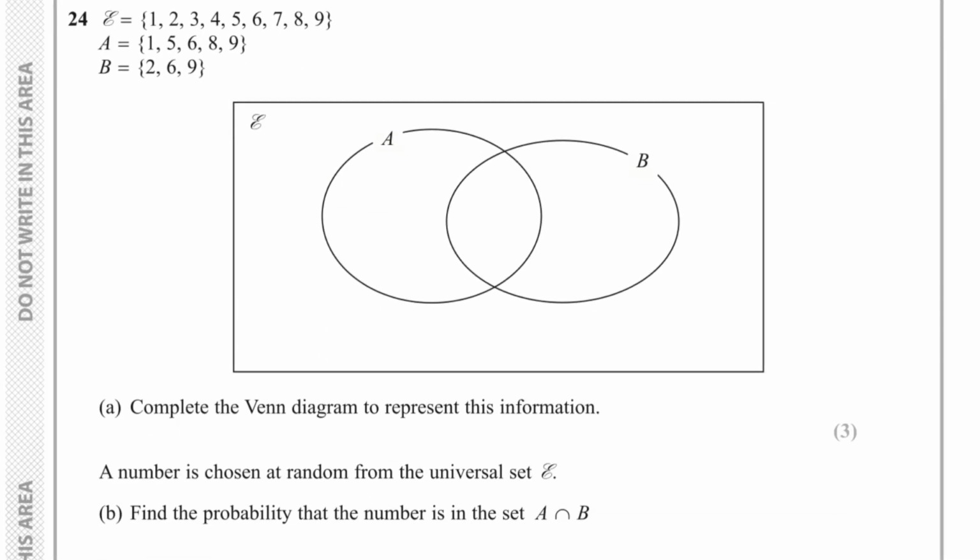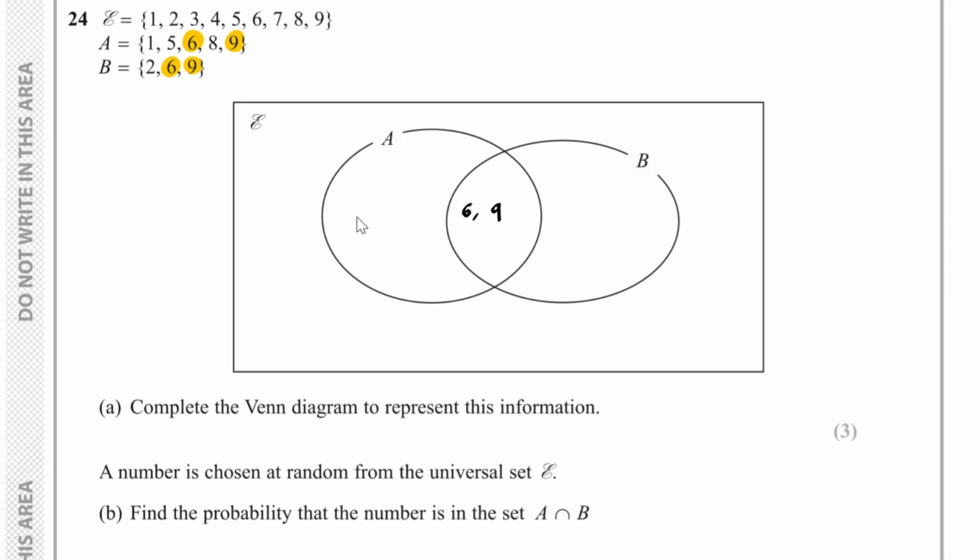Question 24. We have a set of numbers 1 to 9. A has numbers 1, 5, 6, 8, 9. B has numbers 2, 6, 9. We have to complete the Venn diagram to show this information. What we see over here, the 9 is common to both, and a 6 is also common to both. So what goes over here is the 6 and the 9.